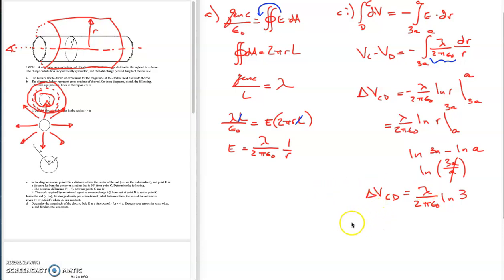All right, part 2, which I haven't given myself a whole lot of space here. It says the work required by an external agent to move a charge plus Q from D to C. All right, so the change in potential energy, so work is going to be the change in potential energy, and that's going to be Q change in voltage. Well, we just found the change in voltage. So the work is going to be Q times lambda times the natural log of 3 all over 2 pi epsilon naught.